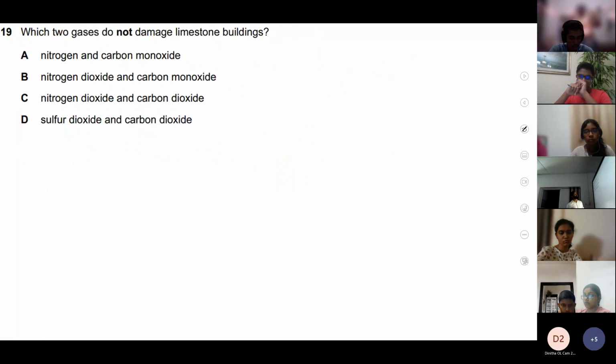Then which two gases do not damage limestone buildings? Limestone is made of calcium carbonate, our Taj Mahal discussion.